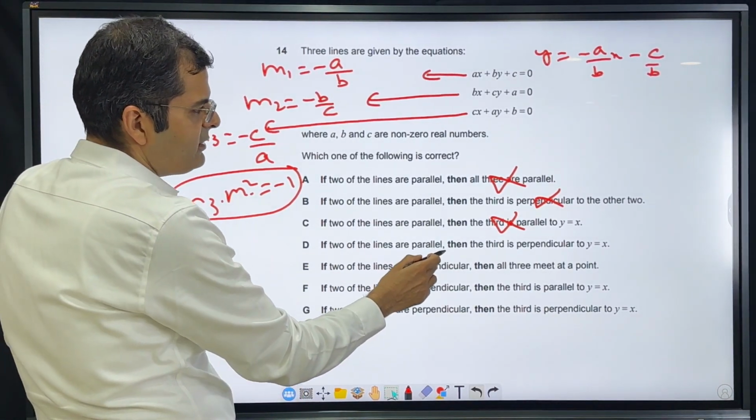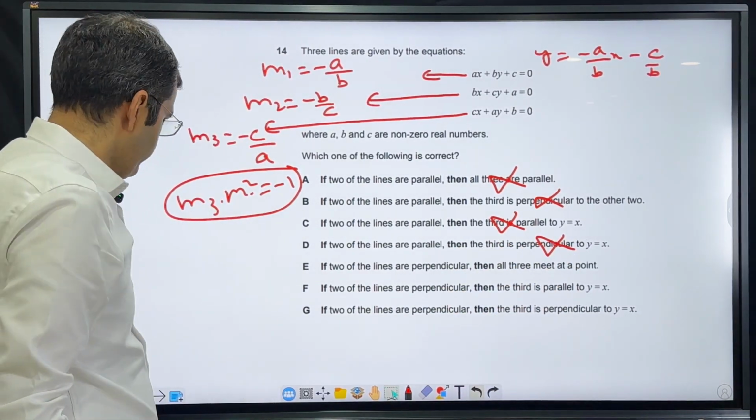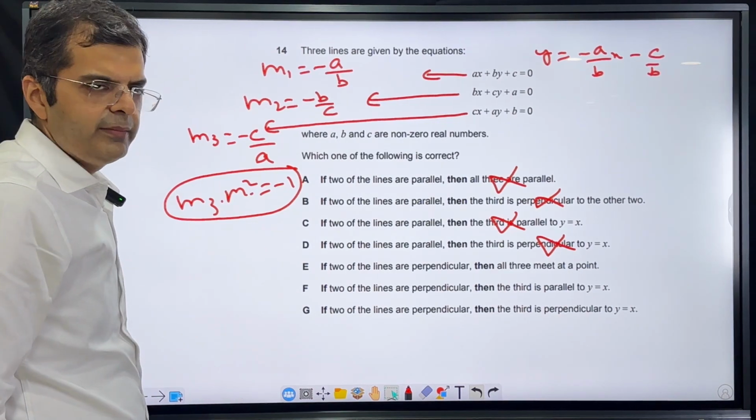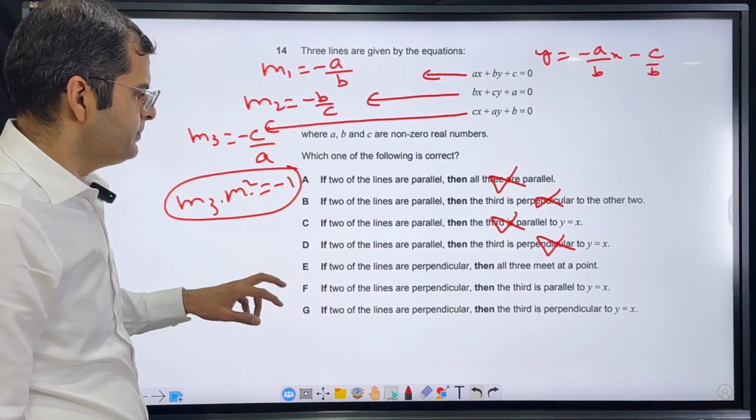If 2 lines are parallel, third line is perpendicular to y equal to x. Again, the slope of a line perpendicular to y equal to x is minus 1, and m3 slope is not coming out to be minus 1. m3 is minus 1 upon m2 square. It will depend on the value of m2.